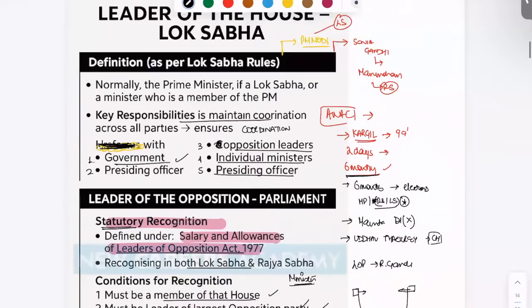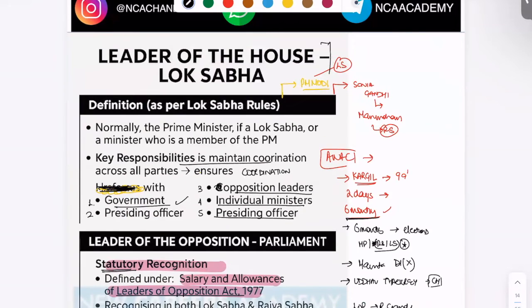Next, leader of the House of Lok Sabha. Who's the leader of the House? Generally the Prime Minister in Lok Sabha. He could be chosen from Rajya Sabha, like in the case of Manmohan Singh. He is the leader of the House in Rajya Sabha. He can choose any member. If he's not in the Rajya Sabha, he can choose any member in Lok Sabha to become the leader of the House. Same as in the case of Rajya Sabha.